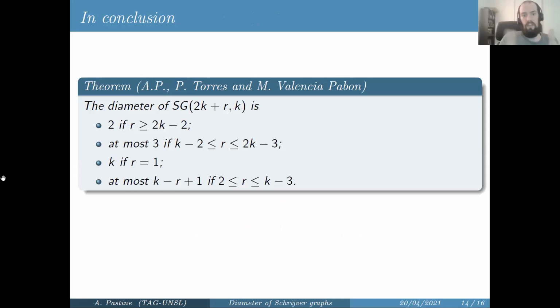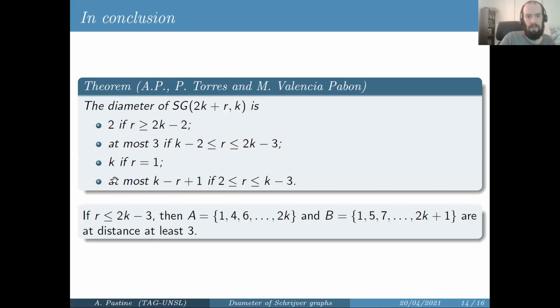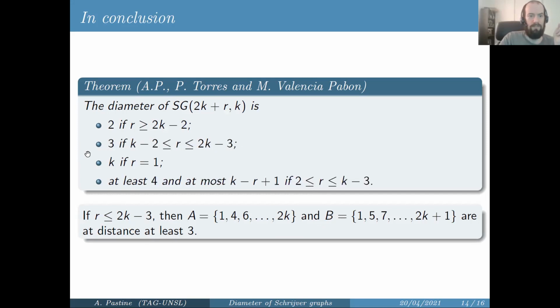So now the theorem that I showed you how to prove so far is this. The diameter is 2 if R is big, 3 if R is at least k minus 2. I didn't show you this, but this is trivial because it's easy to see that this is a cycle. And at most k minus R plus 1 in this other case. So I'm not going to stop too much, but this is the example, if you want to look at it, of two vertices that are at distance 3 when R is less than 2k minus 3. So this is actually an equality here.